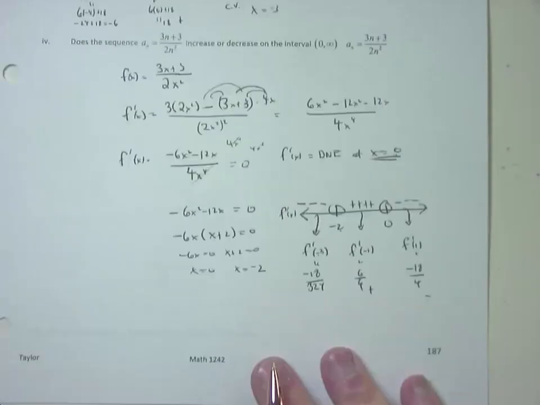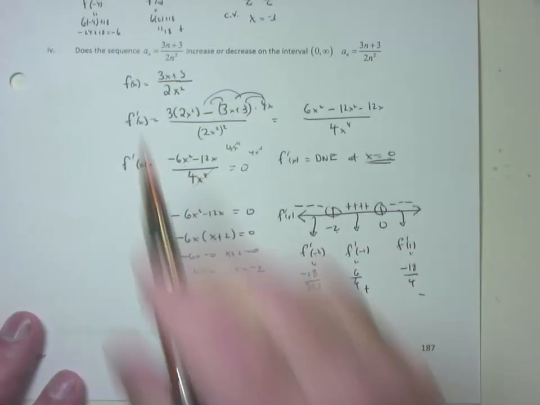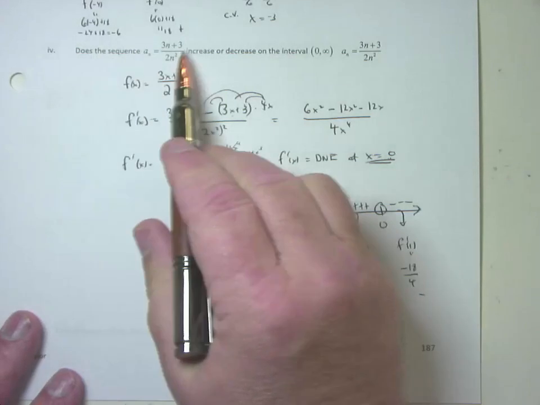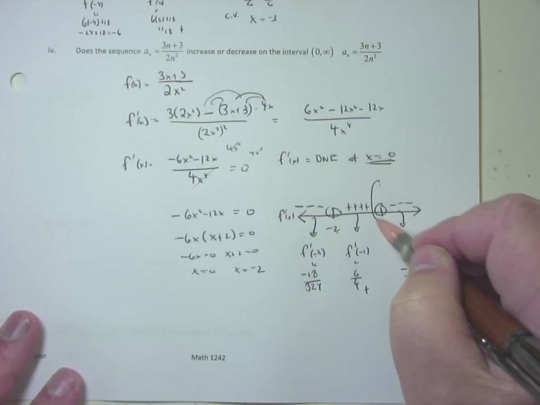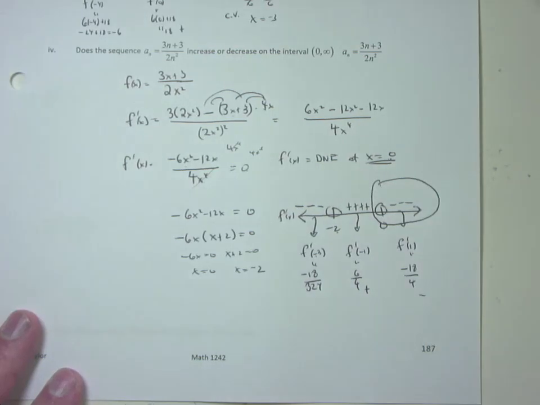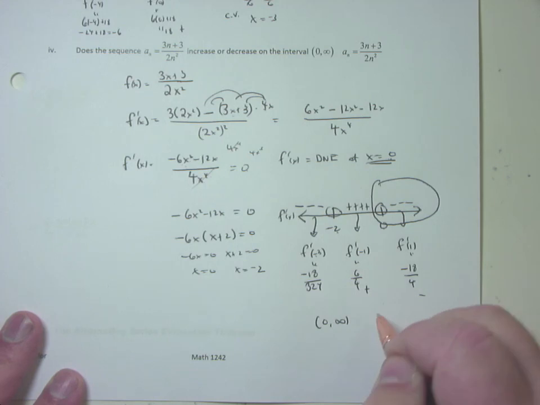So the question is, quote, does the sequence a_n increase or decrease on the interval between 0 and infinity? All we care about is between 0 and infinity. And from 0 to infinity, the a_n, which is your function, is decreasing.